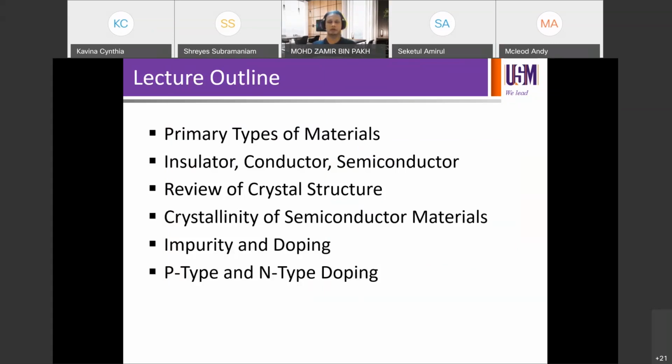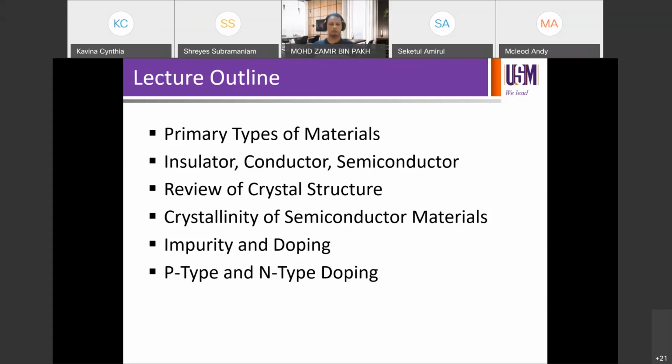This one you've learned before in 307, solid state physics. We're going to also cover crystallinity of semiconductor materials. So I'm not sure whether you have learned about crystallinity before. Have you? Have you learned anything on the crystallinity of the materials like amorphous and polycrystalline, monocrystalline? Have you learned anything like that before? All right, good. In which subject was it? Material science? Or some other solid state physics, okay?